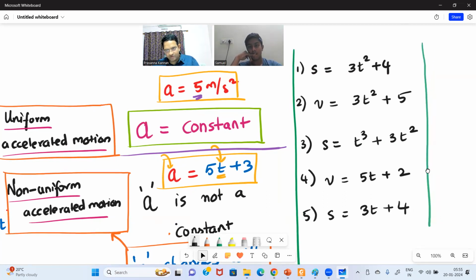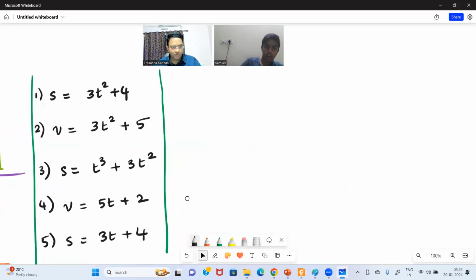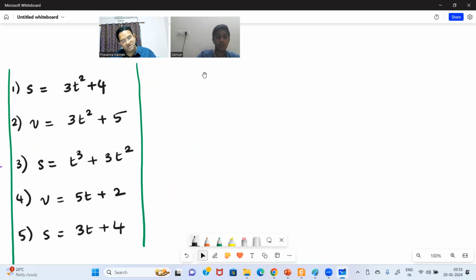Okay, so what will come to your rescue is calculus. Integration and differentiation. Here there is no need to do integration because you're going from displacement to velocity to acceleration, so all that is differentiation only. So step 1, you find velocity. What is the expression for velocity? ds by dt. That means differentiation of displacement with respect to time.